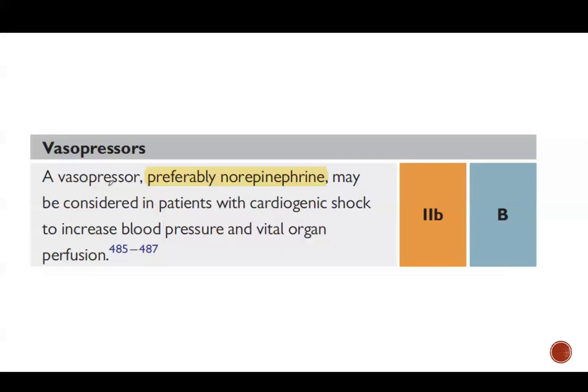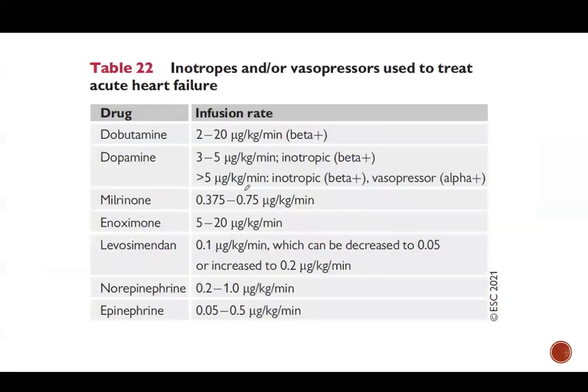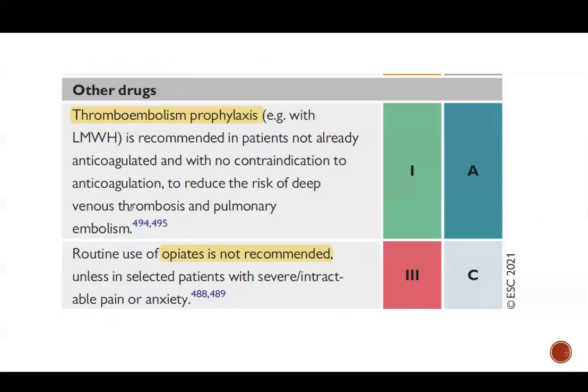If you have to use a vasopressor in cardiogenic shock, the preferable drug is norepinephrine. These are the inotropes and vasopressors which you can use in acute heart failure: dobutamine, dopamine, milrinone, inoximone, levosimendan, norepinephrine, and epinephrine. Since all these patients will be on either ventilator support or in the ICU and they are immobile, thromboembolism prophylaxis for DVT prevention should definitely be given.